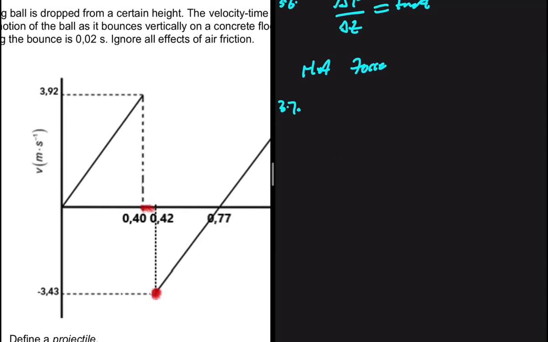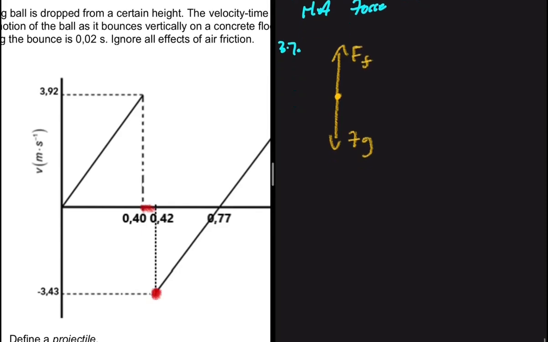So if we do that, we're going to have FG, obviously, as always, and then the floor is going to be pushing the ball upwards. So this will be the force exerted by the floor. That is our free body diagram. So we can say that F net is equal to F exerted by the floor minus FG, because they are in opposite directions. So if we calculate F net and we find another way of calculating FG, then we essentially have the force that is exerted by the floor.